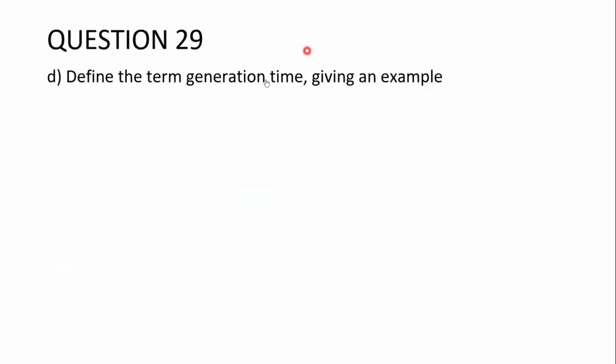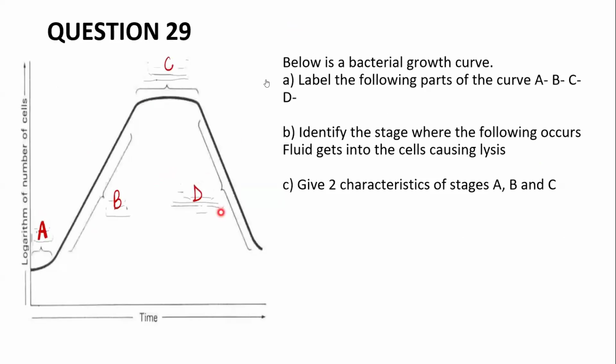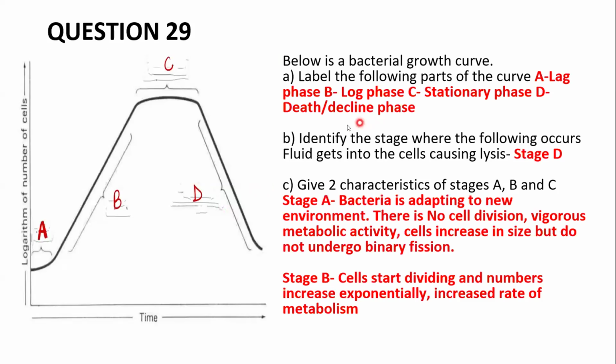Lag, log, yes, exponential. And then finally, death. Okay. So this is how it goes. Lag, log, stationary, death. That's how it is. Now, the next thing you'll be asked is the characteristics of each stage. So here they were saying, identify the stage where the following occurs. Fluid gets into the cell causing lysis. Lysis means cell death. So definitely it's D.